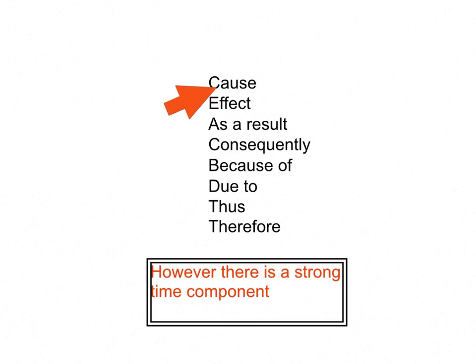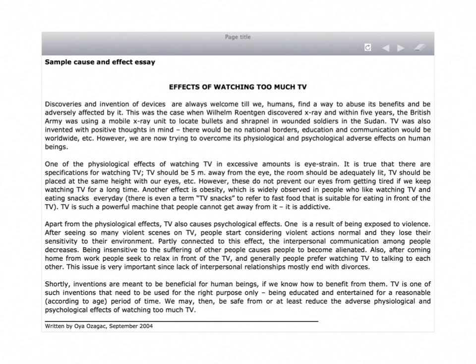However, there is a strong time component to cause and effect essays. That's mainly because a cause has to come before an effect. So students will often encounter words that are very similar in the chronological text structures. So let's look at a brief example. Effects of watching too much TV.